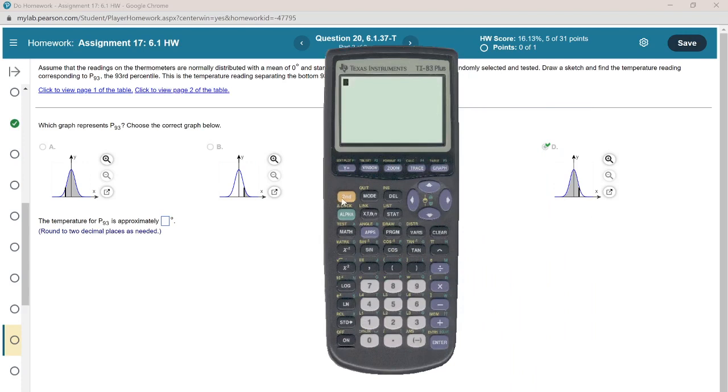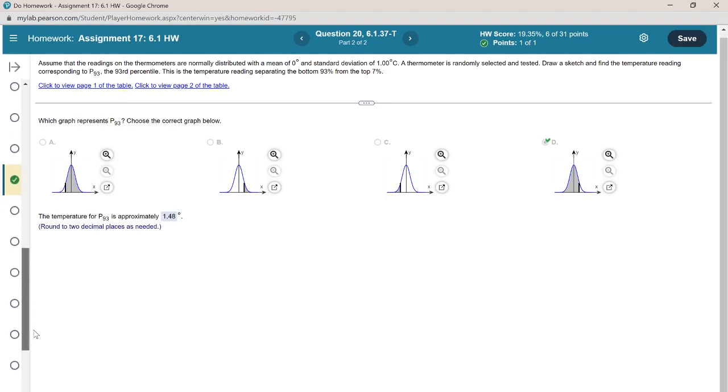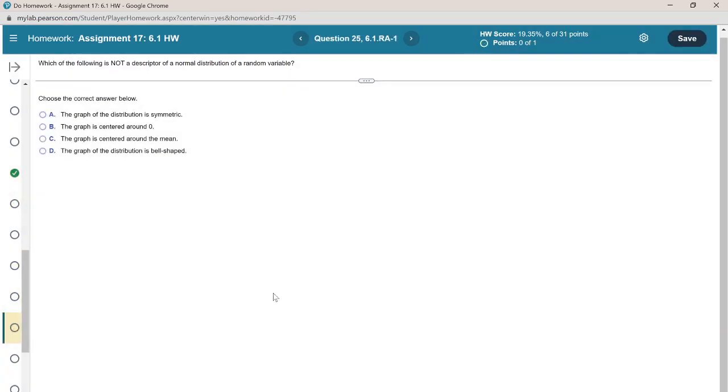Using the table, it's 1.48, but I am going to use this calculator. This one is inverse norm, which is number 3, and then the area to the left is given, which is 0.93, which means 93%. It's 1.4757, which is approximately, if you round it to two decimal places, 1.48. That's what we found using the table as well. So basically, we can answer this temperature question by finding the Z-score. Okay, next problem.